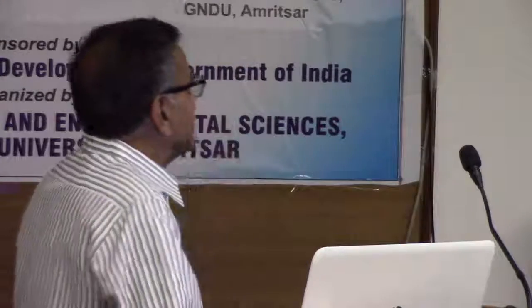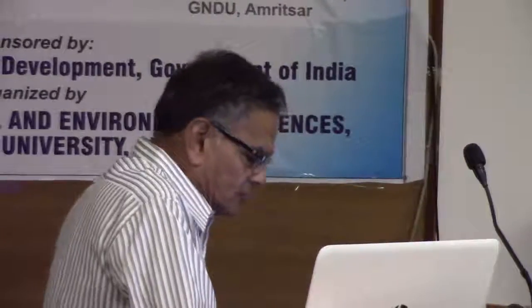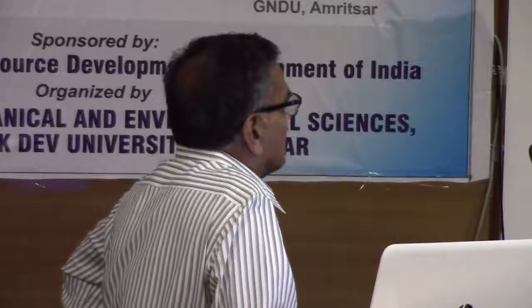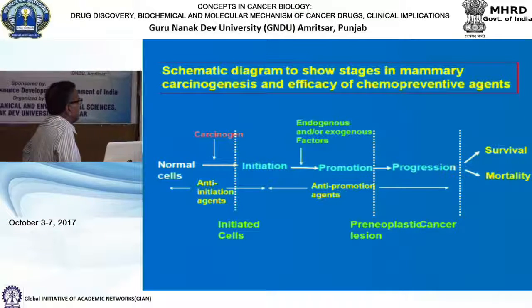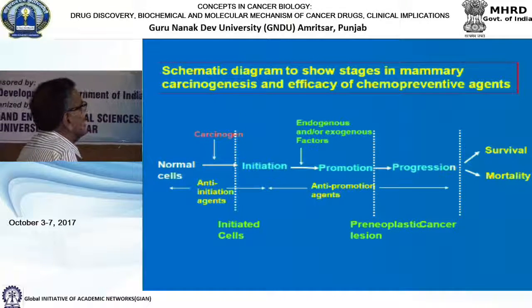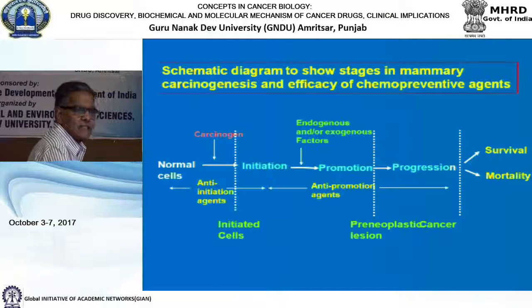So when we look at the schematic diagram of a normal cell becoming cancer, you have a normal cell, we just talked about normal cells. The normal cells get insult of a carcinogen, and the cell becomes initiated. So from this stage to this stage is called initiation. And then the initiated cells, as we talked about the promoters, get promotion through the effect of exogenous factors and endogenous factors like hormones, and exogenous factors like TPA for skin cancer that we were talking about. And so you have a promotion occurring.